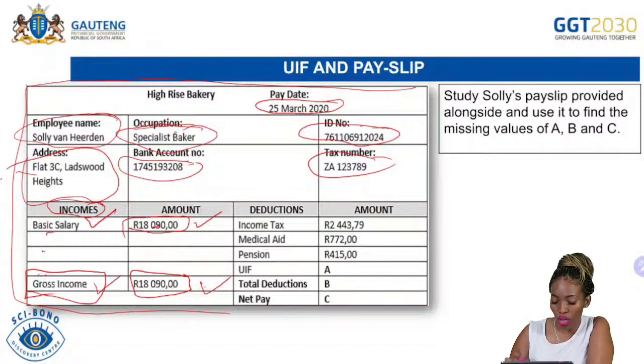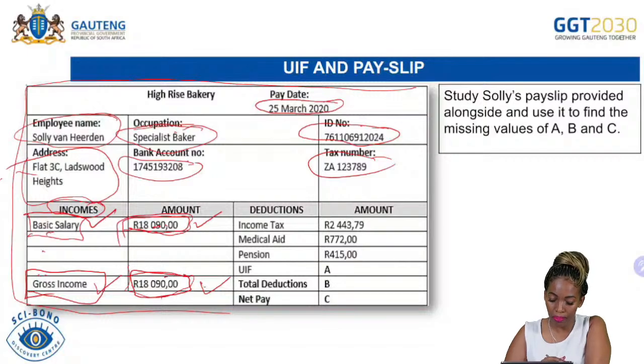They are the same. So if you are going to calculate your UIF, whether you use your basic or you are going to use your gross, it won't matter because the gross and the basic are the same. But for the sake of uniformity, for the sake of consistency, when we calculate our UIF, we are always going to use the basic salary.